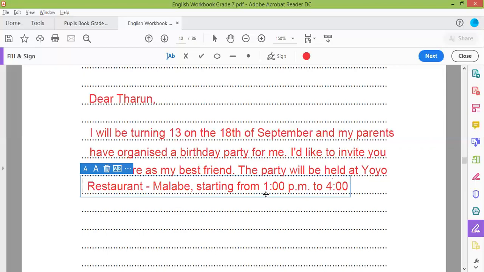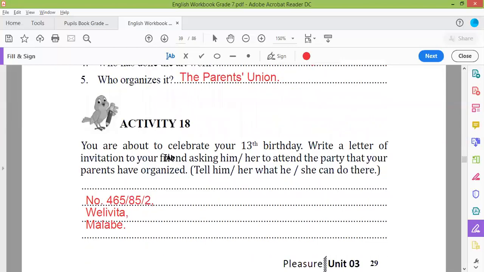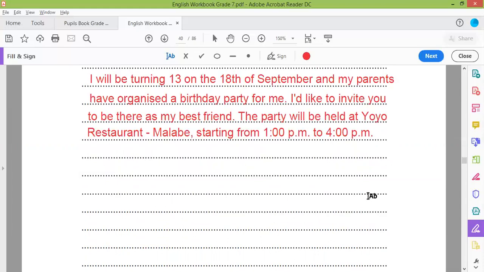Okay, because you are going to write so many things that you are going to tempt your friend to come to your birthday party, right? Starting from this time to this time. Then, now we invited and we told him where to come, at what time to come, right? Now you have to tell him what he can do there. Now, what are the special events that your parents have organized at the Yo-Yo restaurant?